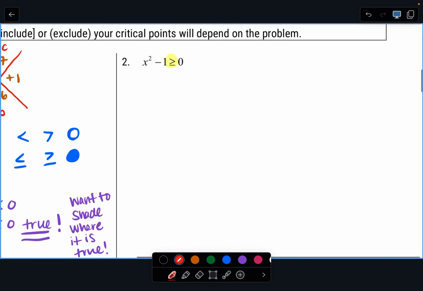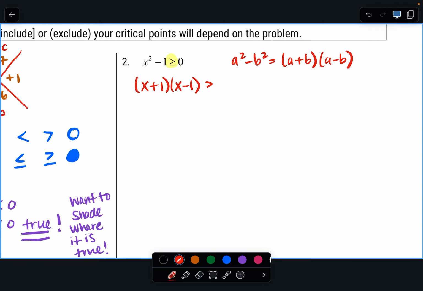Now, this is one of those special case factorings that we talked about in Unit 4. If you remember, we talked about a squared minus b squared is equal to a plus b, a minus b. Both of these terms are perfect squares. So I could go in and say factored form is x plus 1, x minus 1 greater than or equal to 0. And I have my factored form.